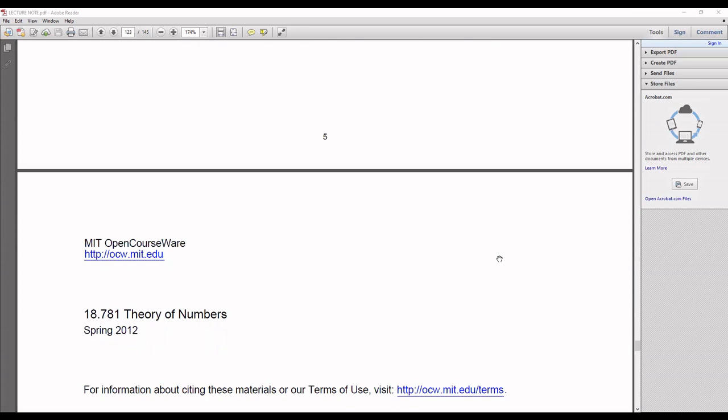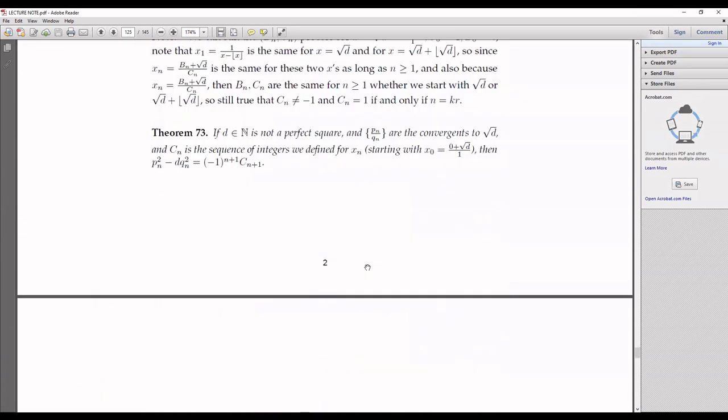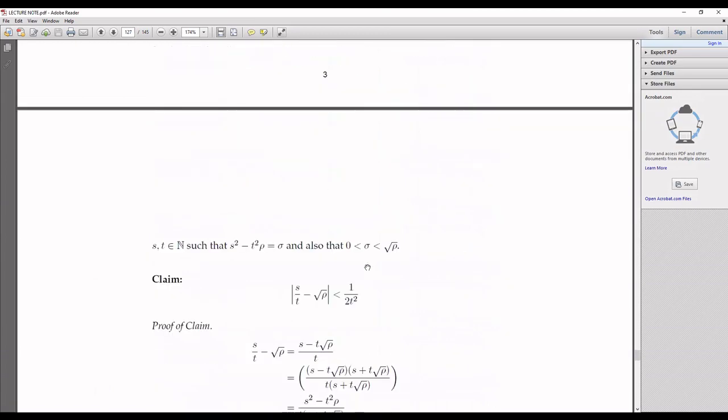Why is it stuck there? Oh. Yeah. We are going to the next lecture for this proof.